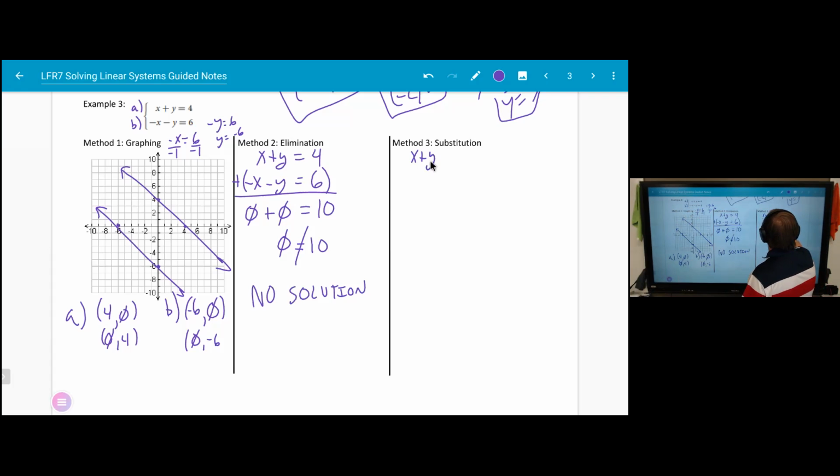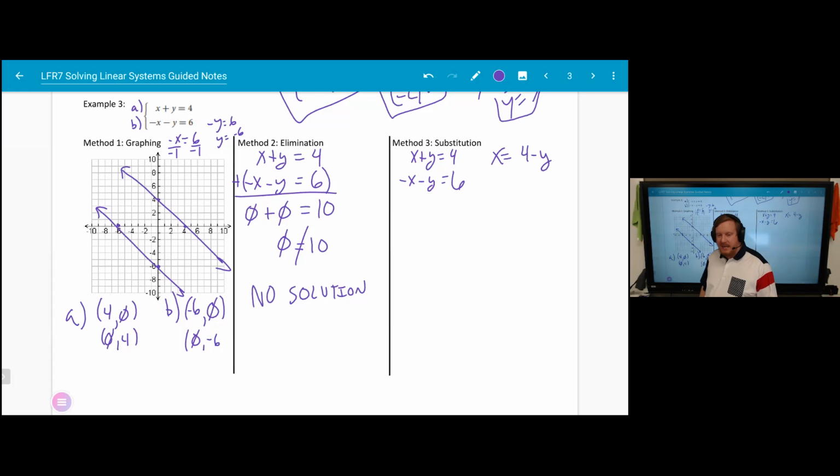x plus y equals 4, negative x minus y equals 6. Step 1 for substitution is to solve one of the equations for a variable. I'm going to take this first one and solve for x. I'm going to say x equals 4 minus y. So anywhere I see x, what am I going to put instead? Yes, person in the back. There's nobody here, actually. That's fine. I'm going to put in 4 minus y. So negative, because it's negative x, 4 minus y. Again, we're putting that in parentheses just in case.